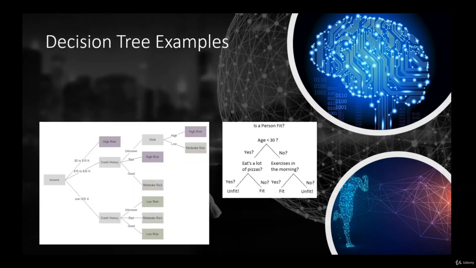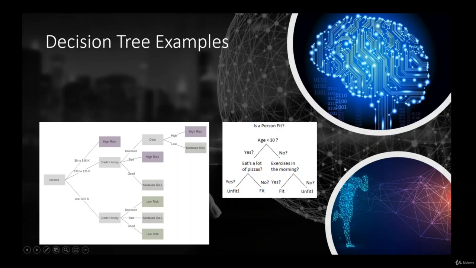So if we stay with decision trees, we can look at some decision tree examples right here that I found. Once again, those examples are pretty simple, just for you guys to understand what a decision tree is. Right here, for example, is a person fit? If the person is younger than 30 years old, does the person eat a lot of pizza? If yes, then the person is unfit. If no, then the person is fit. Same thing right here, is the person older than 30 years old? Well, no. Is the person exercising in the morning? Yes, then the person is fit. If no, then the person is unfit.